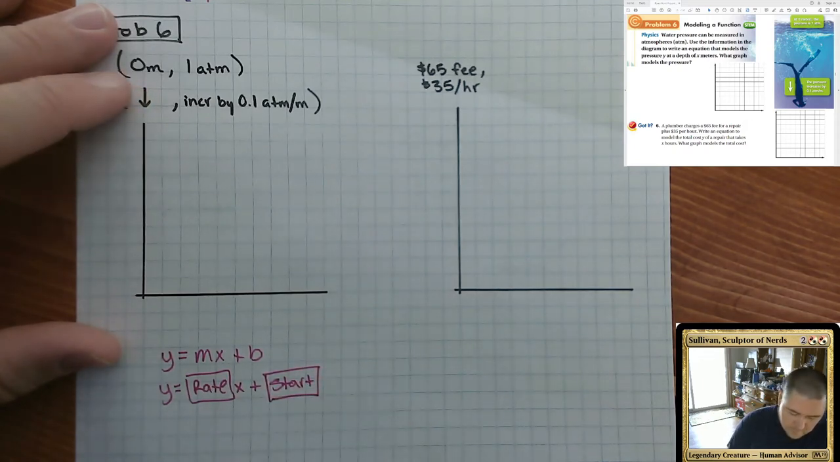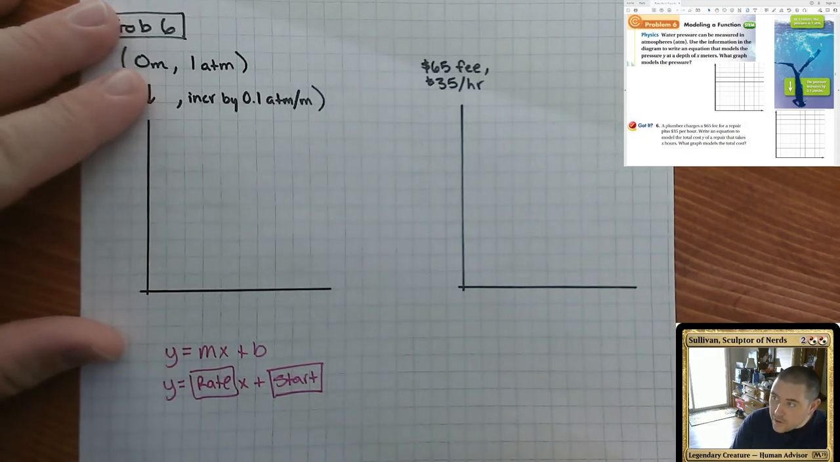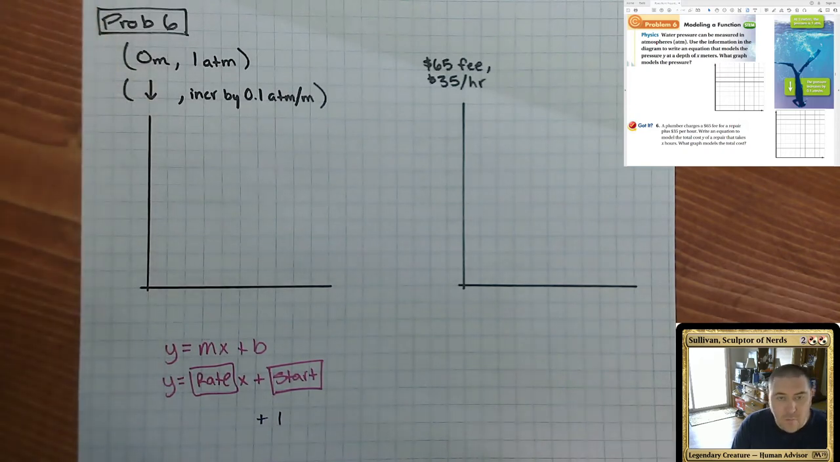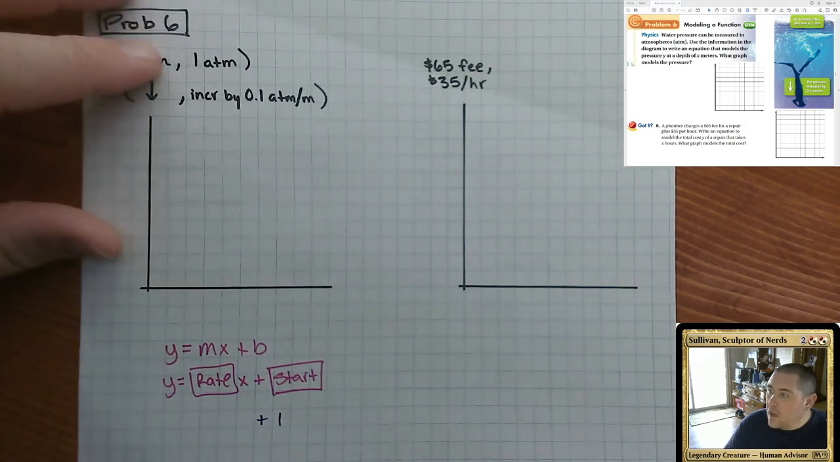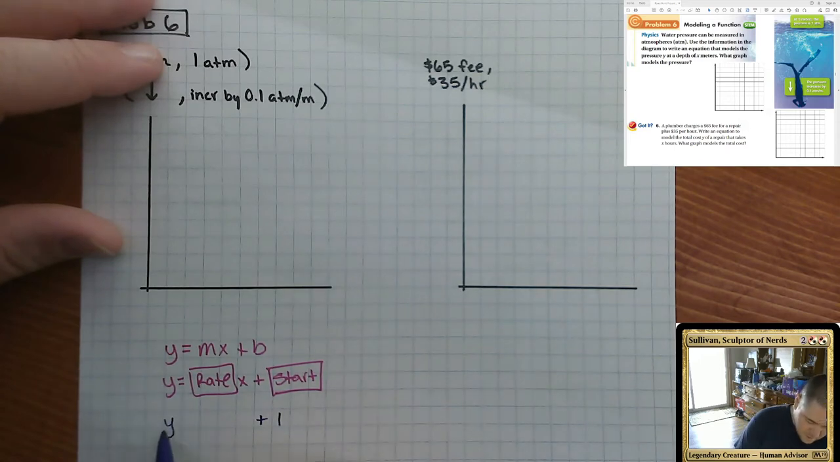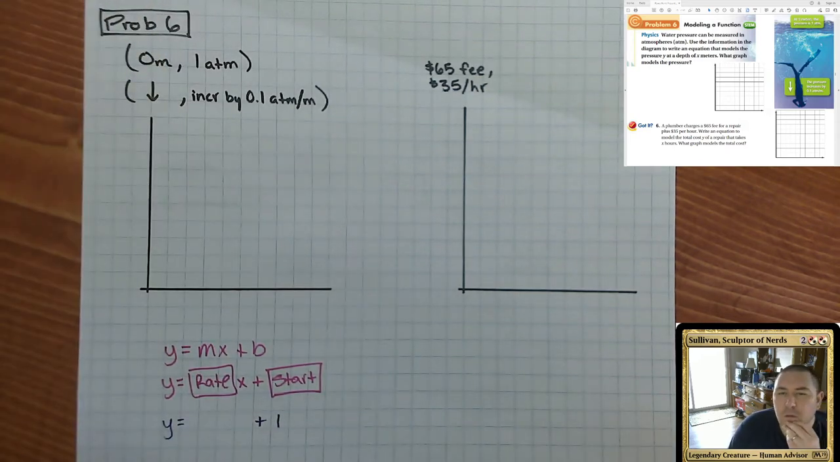So this problem says at 0 meters, the pressure is 1. So I'm starting with 1. 1 atm, if you know that, so that's atmospheres. It's 1 normal atmosphere of pressure at sea level. And the pressure increases by 0.1 atmospheres per meter as they dive. So be careful about that.